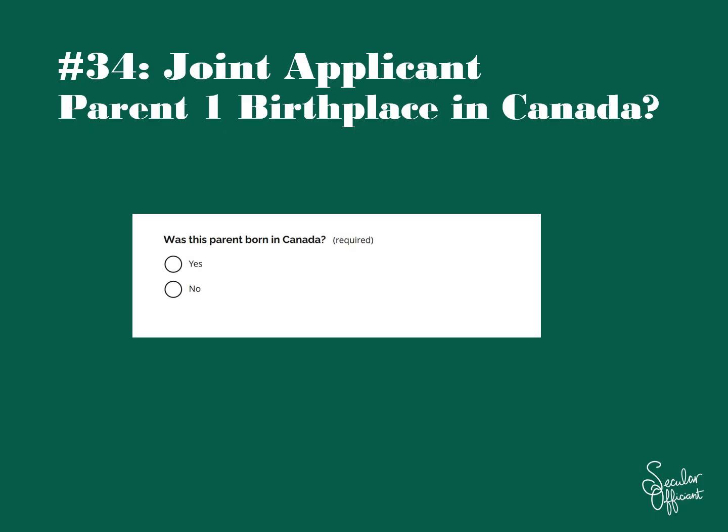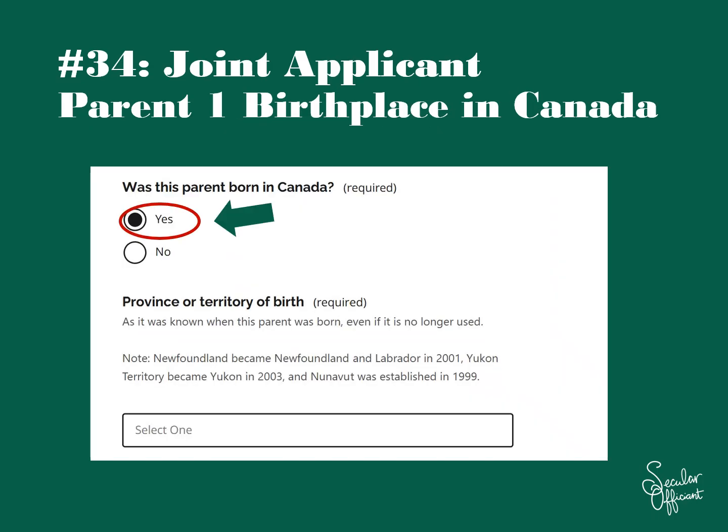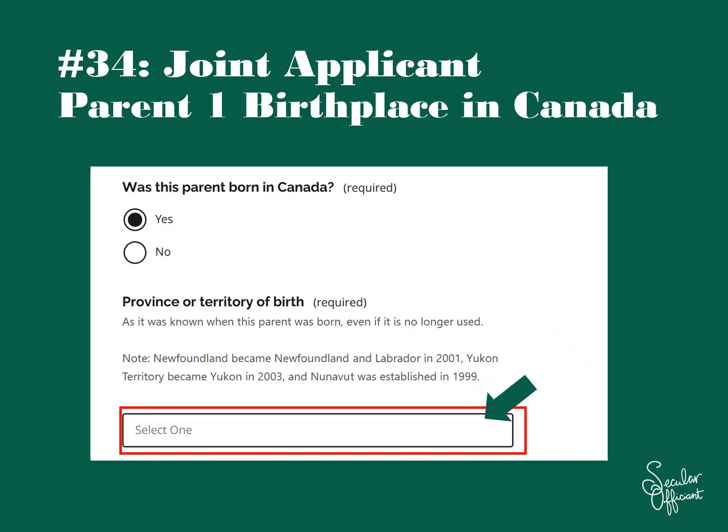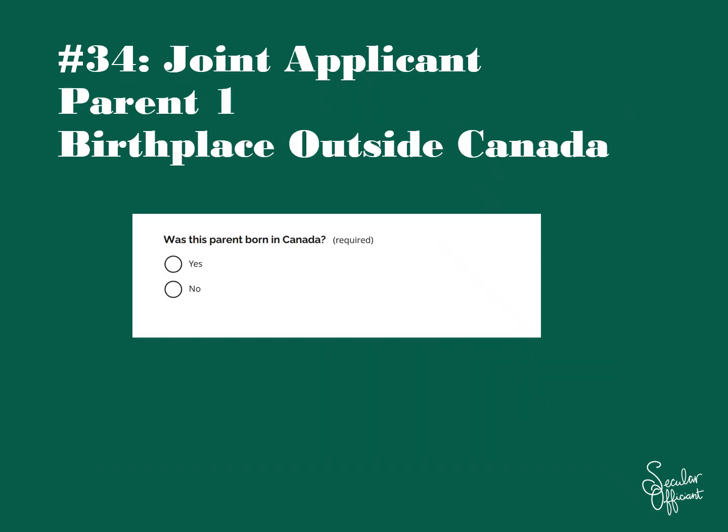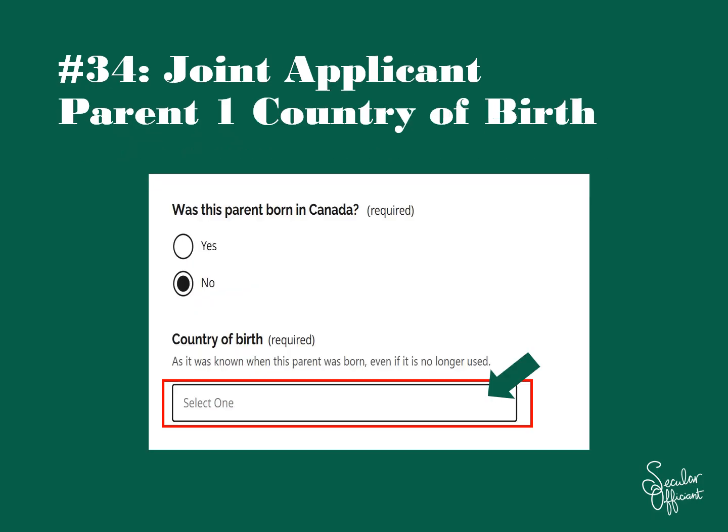Step 34 is indicating if the first parent of your partner was born in Canada. Select yes or no. If yes is selected, indicate the province or territory in Canada. If your partner's first parent was not born in Canada, select no. If no was selected, indicate the country. If the country name is not provided, select not found.